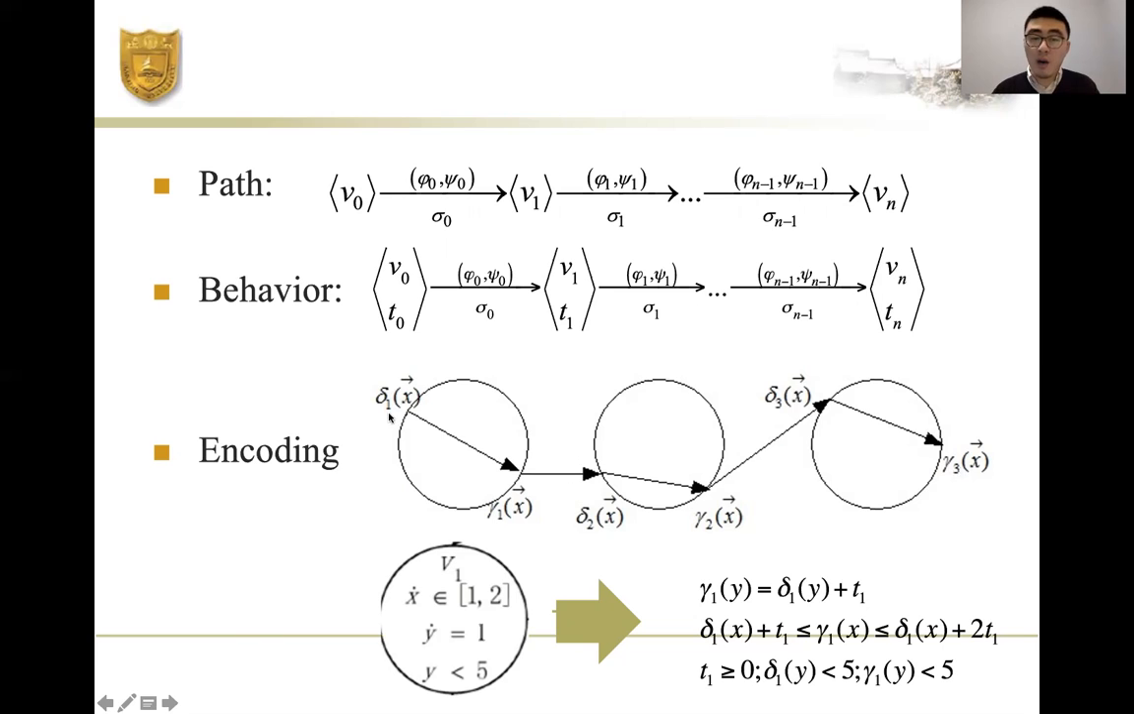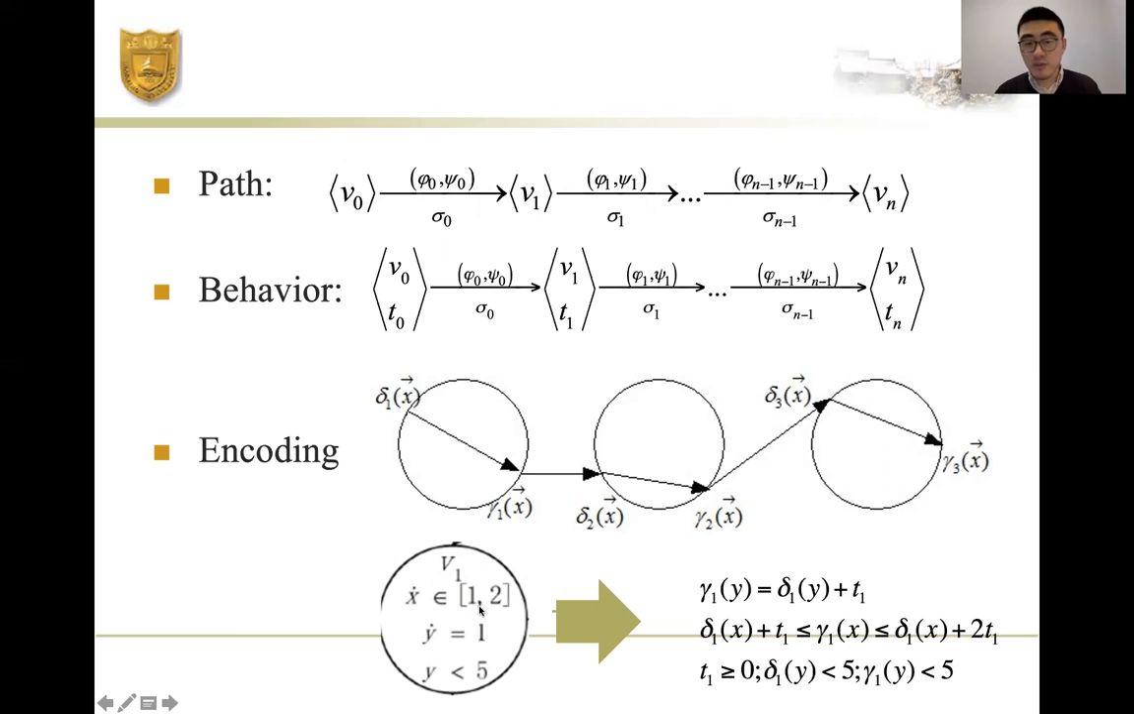Which means when we enter location V1, the valuation of everything is delta 1. And when we leave it, the valuation is gamma 1. And then we jump to location V2 with delta 2, and we leave it with gamma 2, and so on.